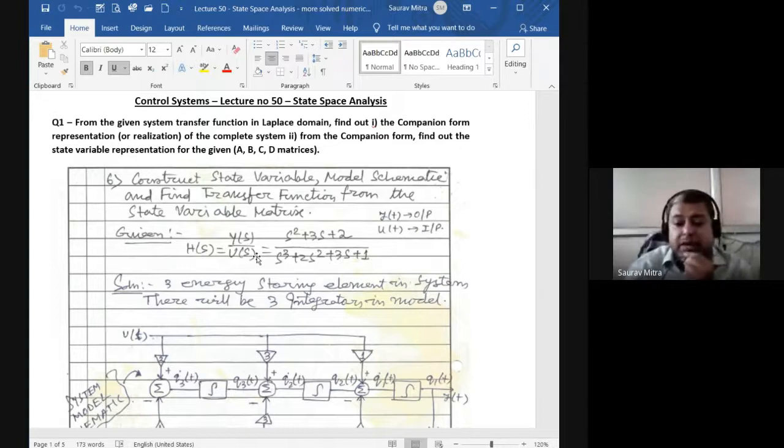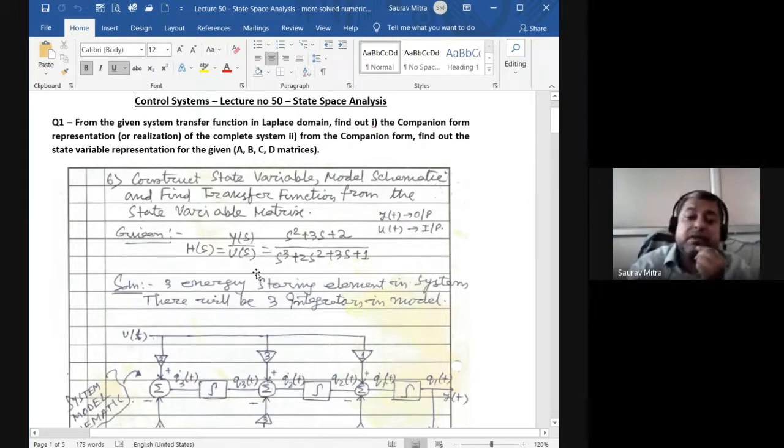If I ask you how can you find a system equation, that is differential equation, from here, what you have to do is you have to do the cross multiplication, and then you have to do inverse Laplace transform. So what will be the differential equation for this system? It will be d3y dt3 plus 2 of d2y dt2 plus 3 of dy dt plus yt.